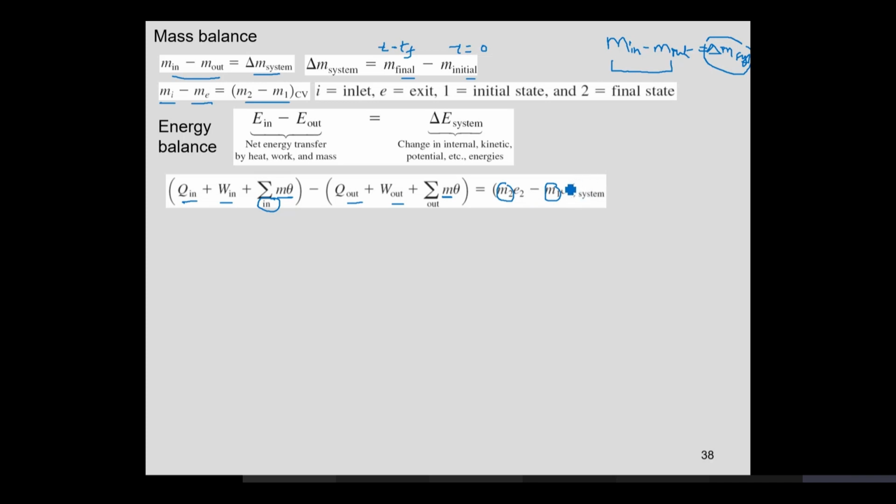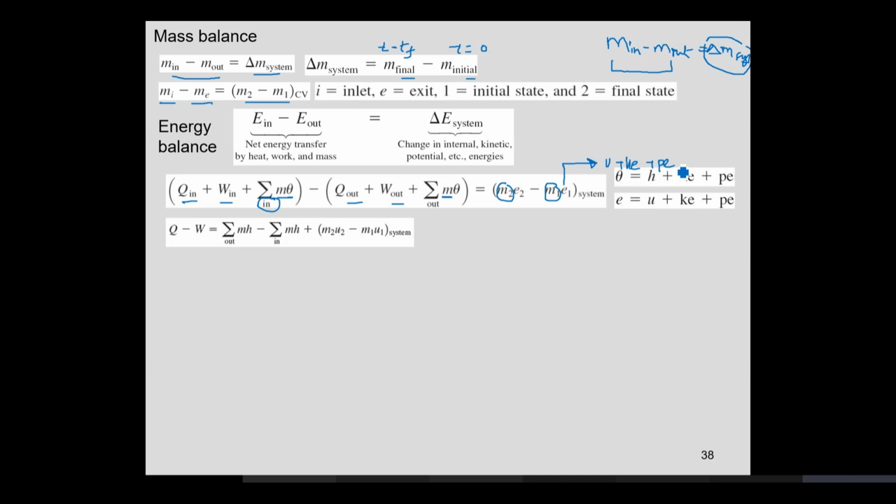Energy of the system E1 is basically the energy of the system due to internal energy plus kinetic energy plus potential energy. So small e represents the energy content with regards to mass having these three energies. If you look at these theta and e, you already know them. If you plug these into this equation, you'll have Q minus W essentially equal to the energy flowing out of the system as a result of enthalpy, the energy flowing into the system as a result of enthalpy, and the change in energy content of your system as a result of mass flowing in and out of the system.